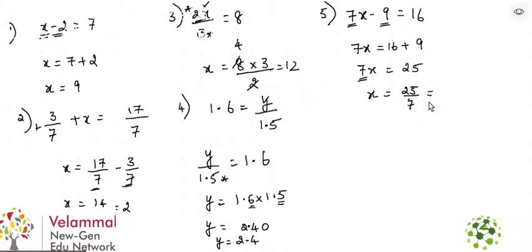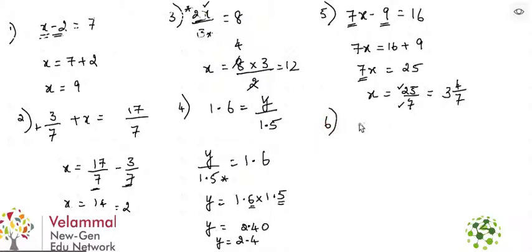We generally do not leave the answer as an improper fraction. Improper fraction is when the numerator is more than the denominator. So what we do is we divide by 7. 3 sevens are 21. 4 is the remainder. 3 4 by 7. We write it in mixed fraction.